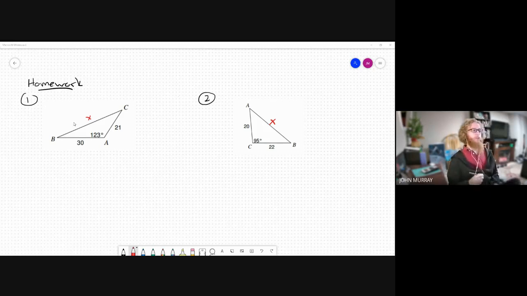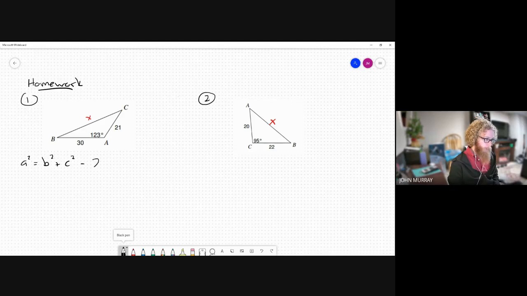height. All right, so for both of these, you were supposed to use the law of cosines to find the missing side. So for the first one, we're supposed to find side A. So that tells us we're going to use the equation a squared equals b squared plus c squared minus 2bc times the cosine of A.